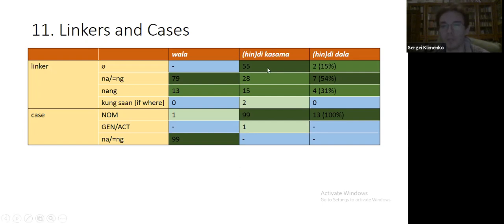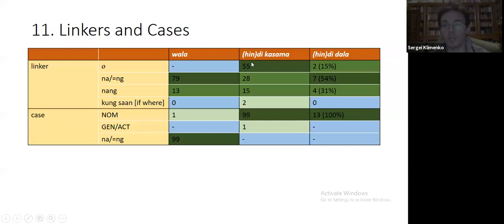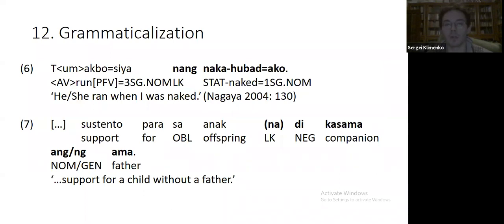But what's important is if you look at the second column for kasama, there is one instance of a construction where the absentee is marked with a genitive marker. And these two properties, that we can use the constructions with kasama and dala without a linker, and that we can use the genitive marking for the absentee in constructions with kasama, give basis to argue that kasama and dala are being grammaticalized as prepositions.